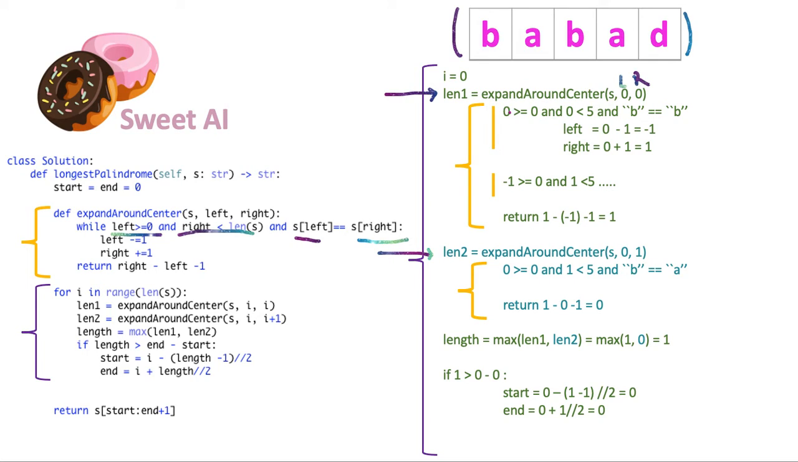We are checking, okay, 0 is bigger or equal to 0 and 0 is smaller than the length of the string, so it is in range. And then we check if the index 0 and index 0 are equal, which obviously they are, and if they are, the left one is going to point at this and the right one is going to point at that.